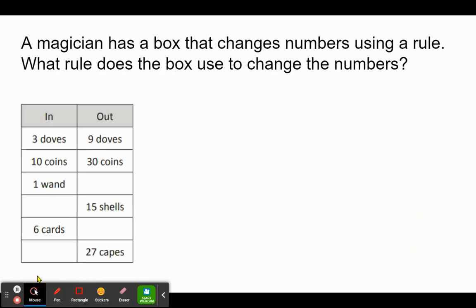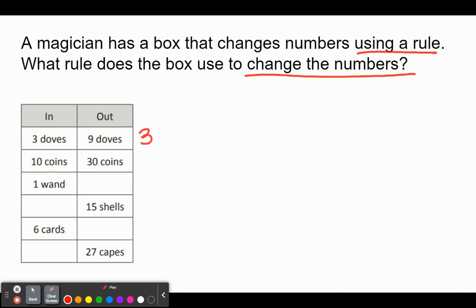Okay, so now let's go ahead and look at another input-output table. Okay, so a magician has a box that changes numbers using a rule. What rule does the box use to change the numbers? So now we have to go ahead and look at our input-output table and try and figure out what the rule is. So if we are going to get 3 doves in, we're going to get 9 doves out. So that means I have 3. I have to do something to that 3 to give me 9 doves.